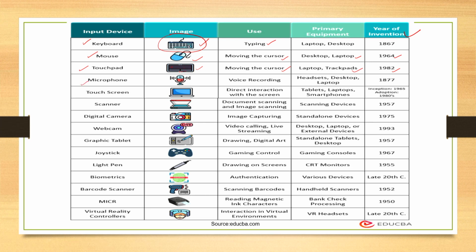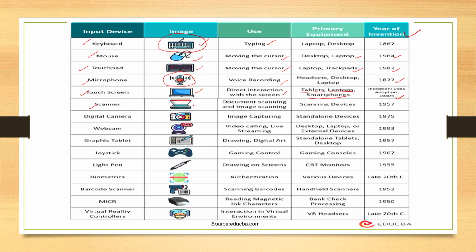Microphone, which is used for voice recording, and it is primarily equipped with headsets, desktops and laptops. It was invented in 1877. Touch screen, yes, this is available with your smartphones. It has a direct interaction with the screen. It is available with tablets, smartphones and laptops. It was invented in 1965, but the technology was adopted in the 1980s.